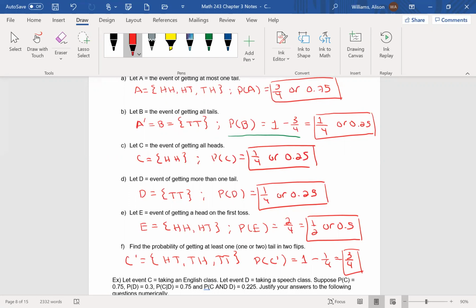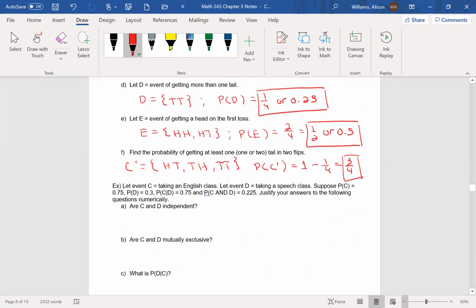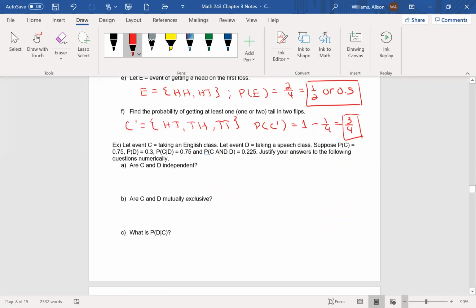Okay, let's look at another example here. Let the event C be taking an English class and D a speech class. Now they give us the probability of C and the probability of D, the probability that somebody would take an English class given that they are taking a speech class, and then the probability that somebody is taking both a speech class and an English class. So they're asking us, are these events independent?